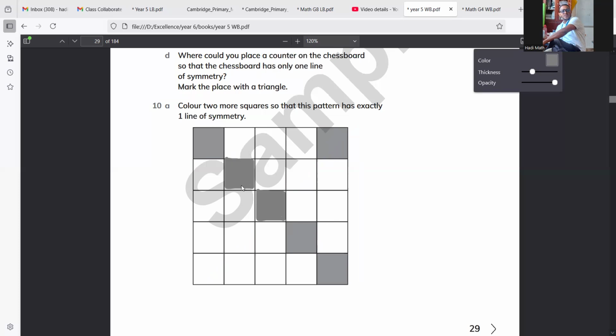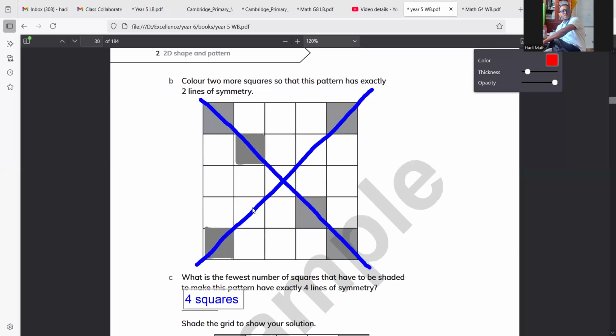Okay, now we have only one line of symmetry because this one will be a line of symmetry over here. This one will be a line of symmetry. But one here, it will not be a line of symmetry. So there will be only one line of symmetry. The same idea happened over here.